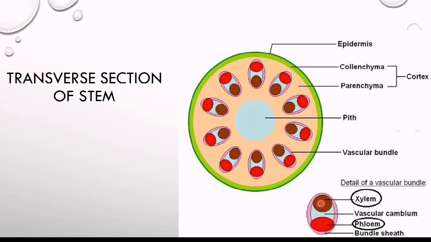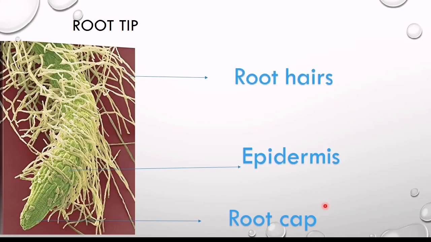And this is the phloem. These are present together in the form of a small structure. This is called a vascular bundle. Next you can see a very important structure. This is called a root.